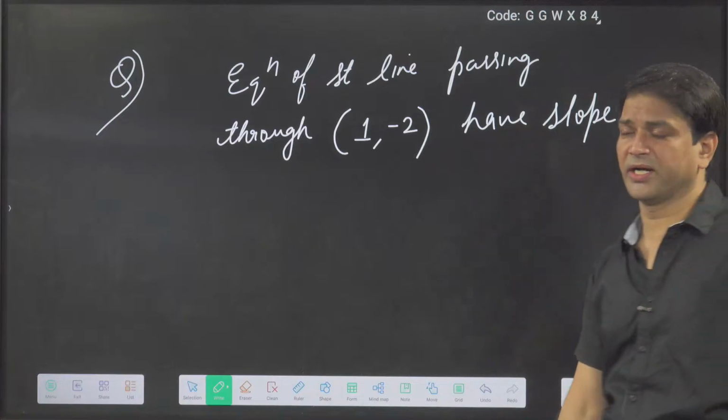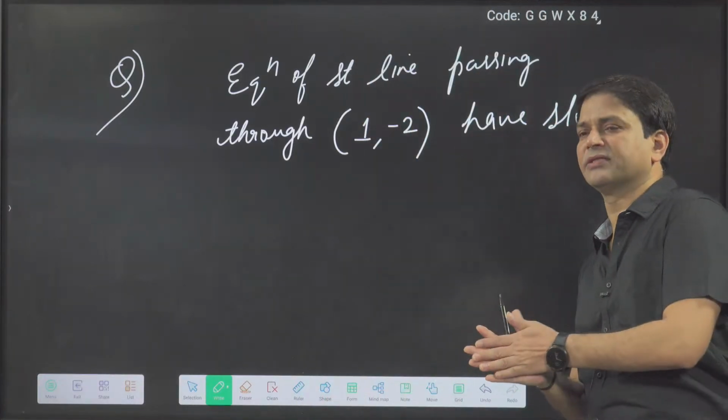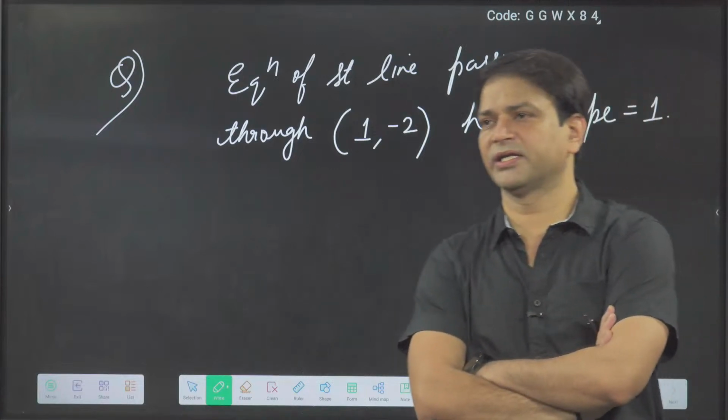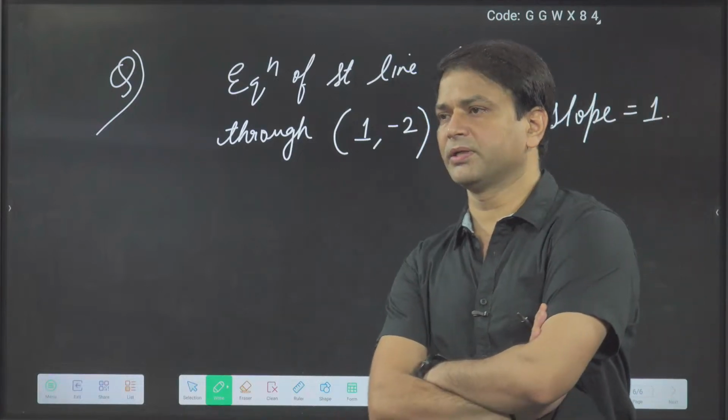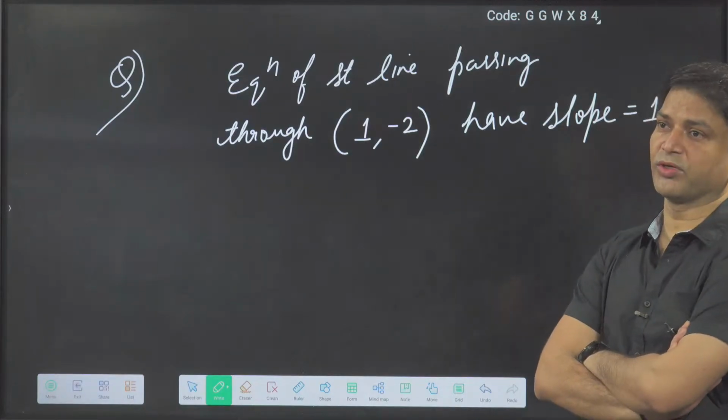Okay, well, you have 1 minute. Tell fast, what is the equation? You have to write the equation of a straight line passing through the point (1, -2), and it has the slope equal to 1. Tell fast, what is the equation?